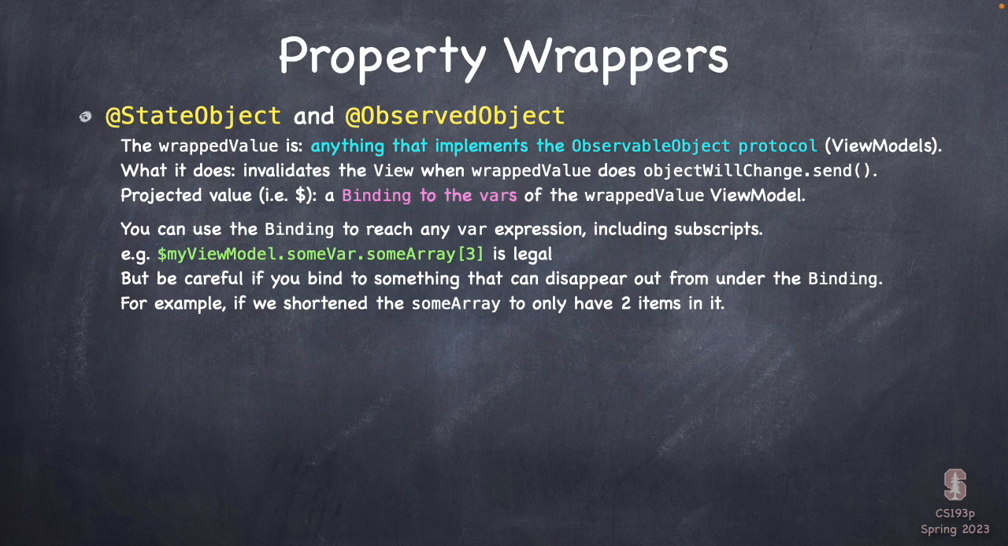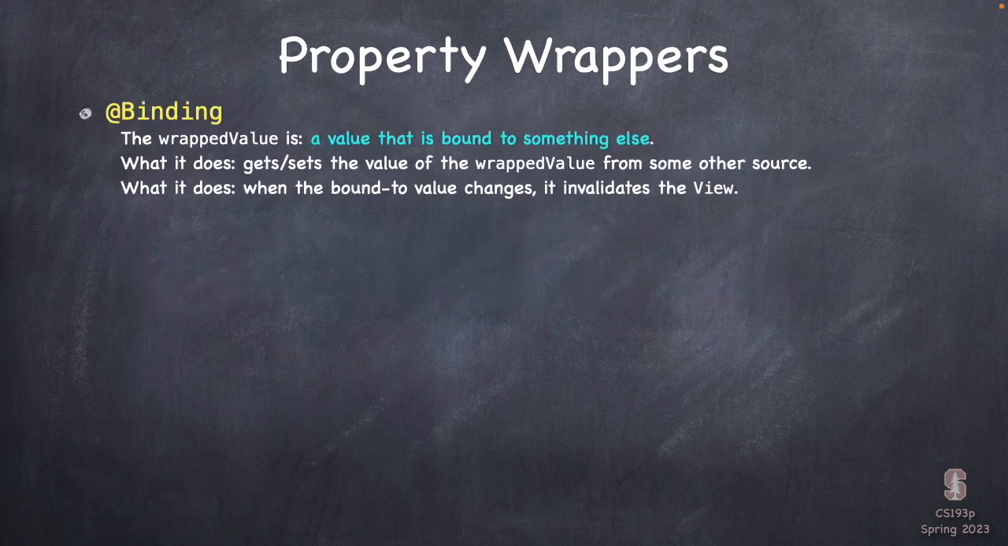The source of truth remains the same. You have a binding to it, so you're changing it in the source of truth. All right, what is an @Binding? Well, the wrapped value of an @Binding is a value that's bound to something else, either an @State or some view model through @ObservedObject and @StateObject. What does an @Binding do? It gets and sets the value of the thing it's bound to when you get and set its wrapped value.